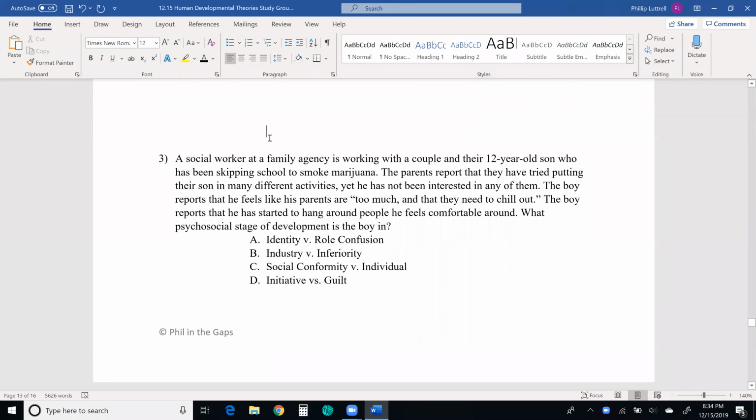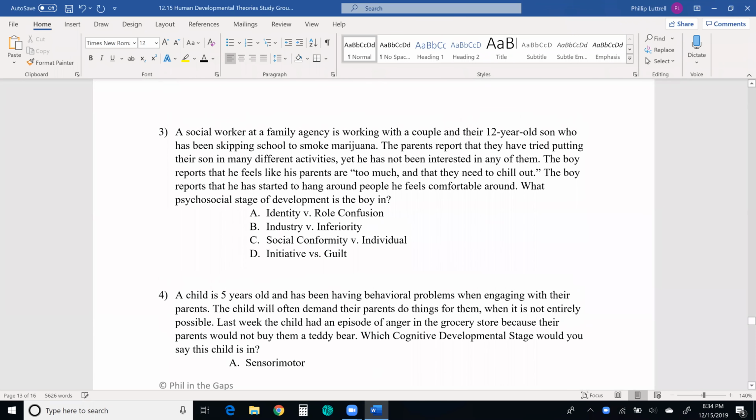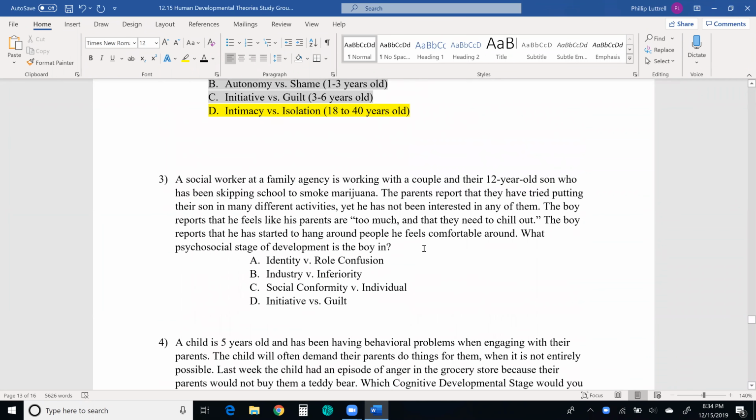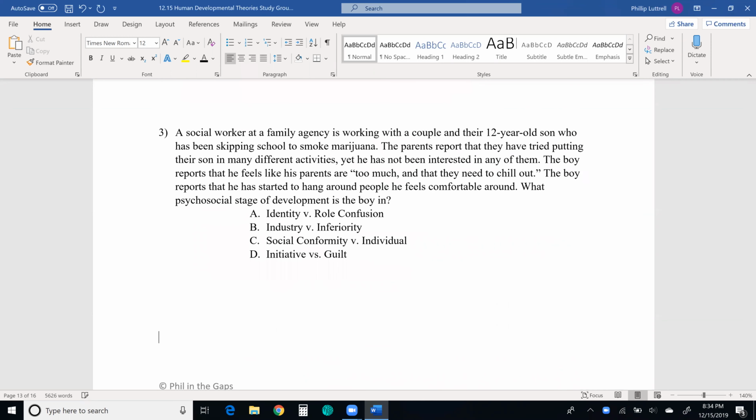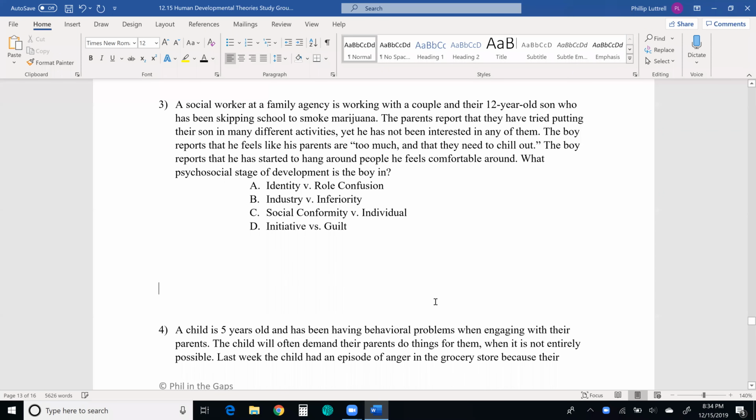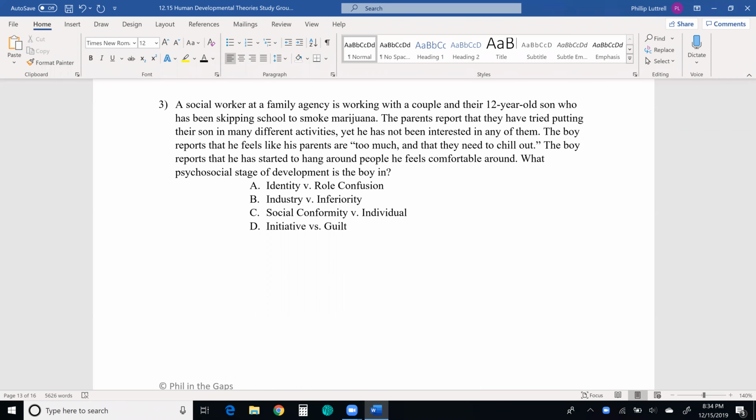Question 3. A social worker at a family agency is working with a couple and their 12-year-old son who has been skipping school to smoke marijuana. The parents report they've tried putting their son in many different activities, yet he's not been interested in any of them. The boy reports that he feels like his parents are too much and they need to chill out. The boy reports that he has started to hang around people he feels comfortable around. What psychosocial stage of development is the boy in?